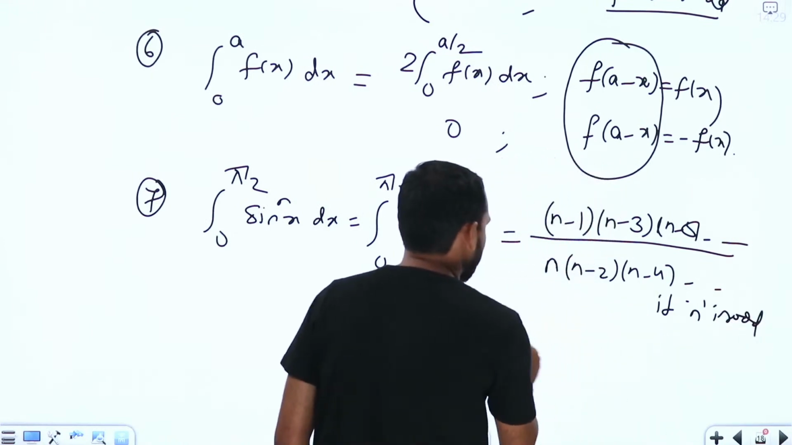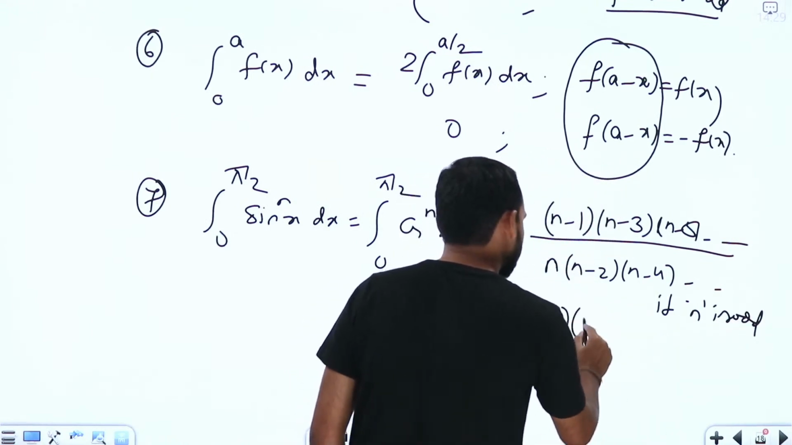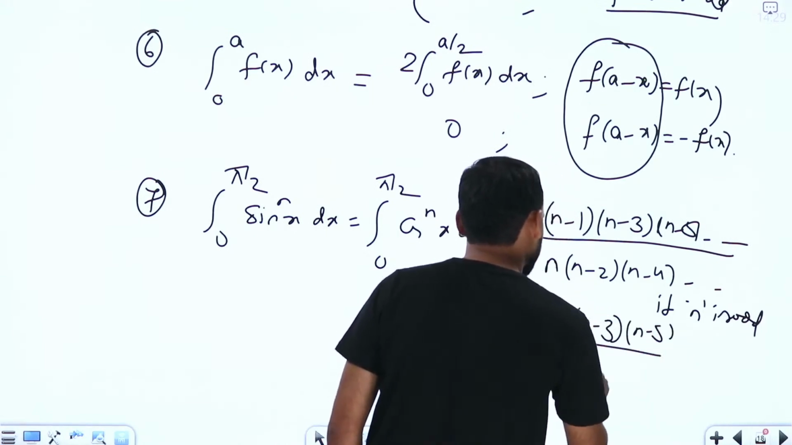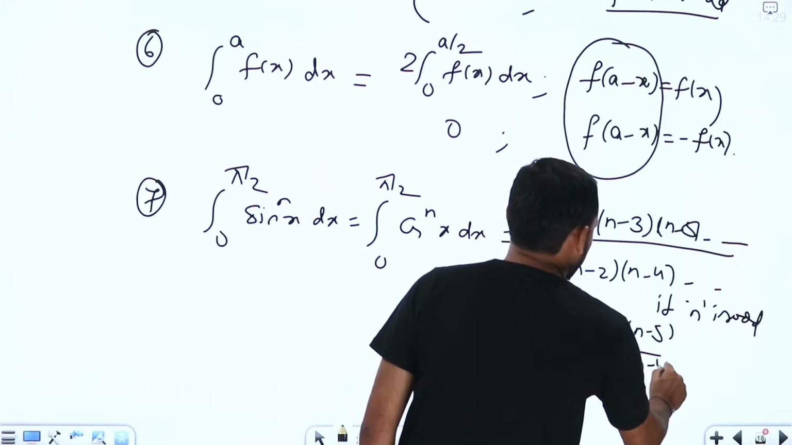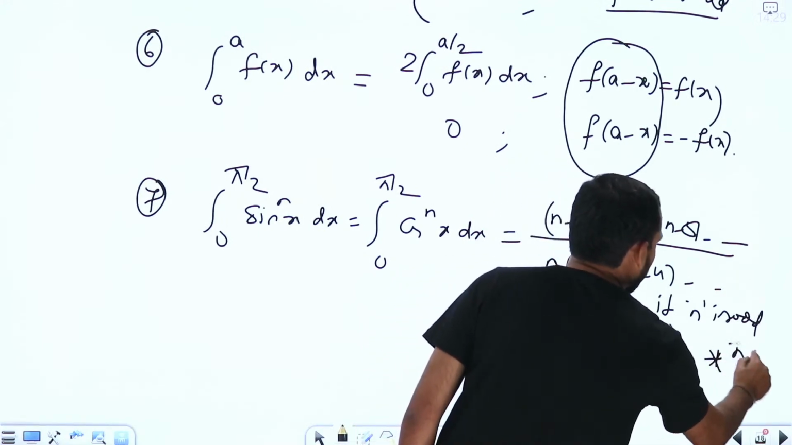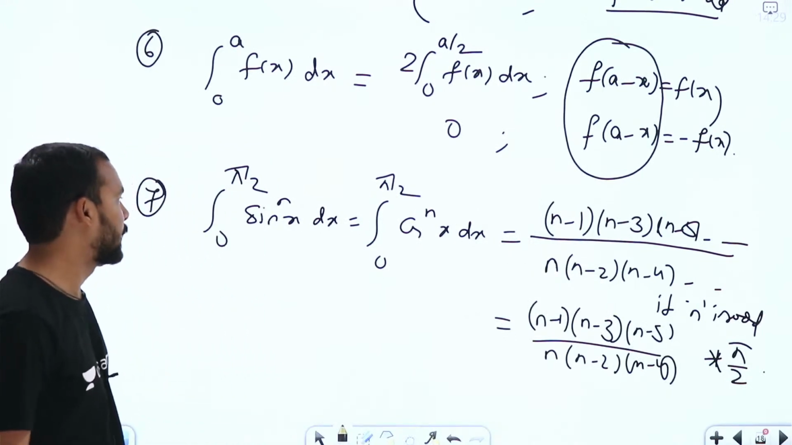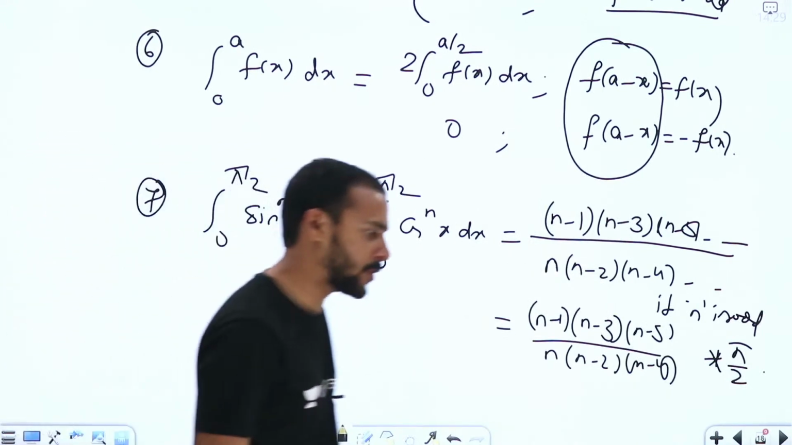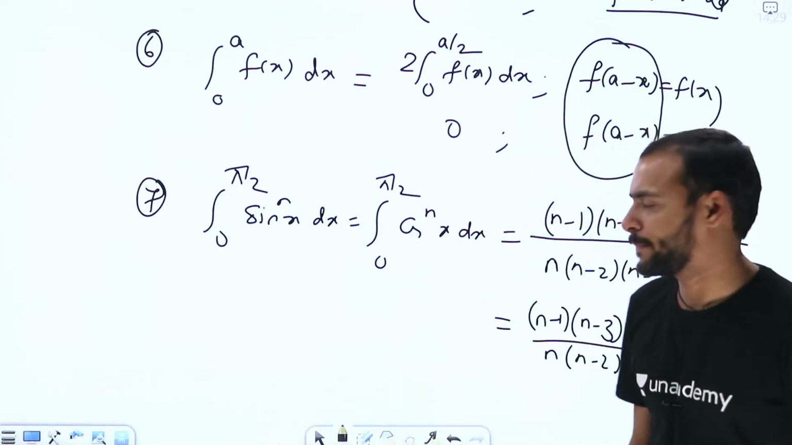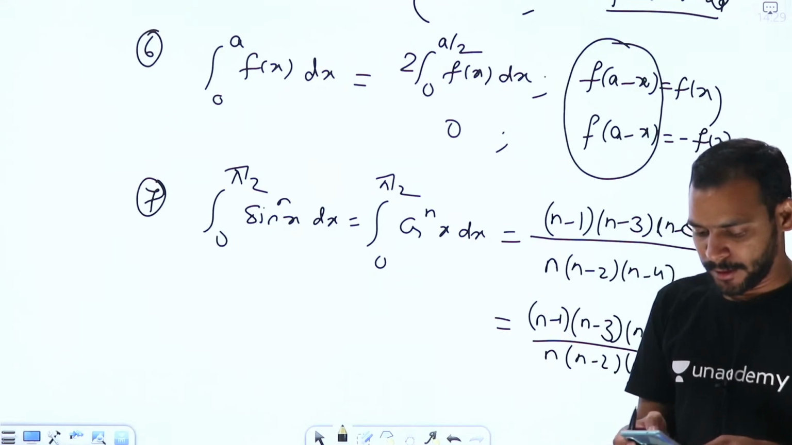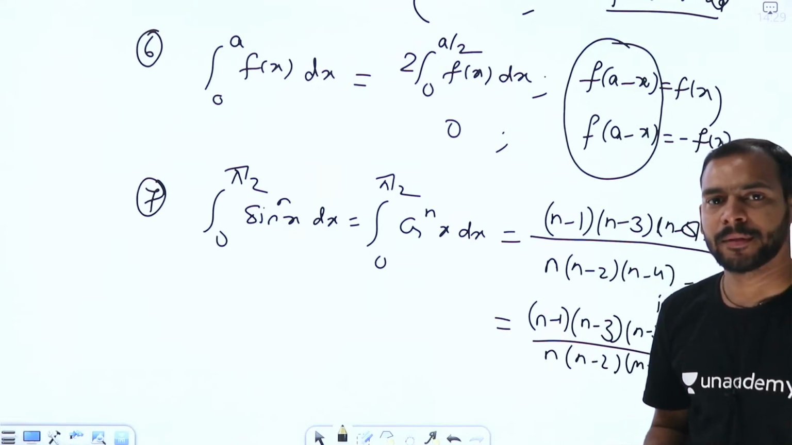If n is even, we are going to get the same, but extra we are going to get pi by 2 as a multiple here. So this is for sin power nx and cos power nx. Is it clear, guys? It is clear, right?